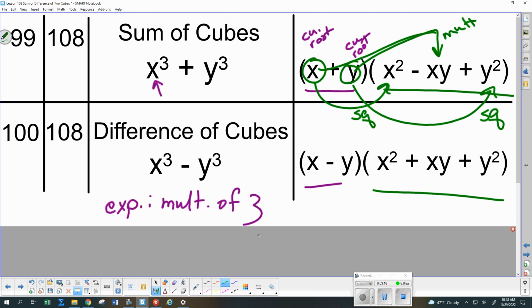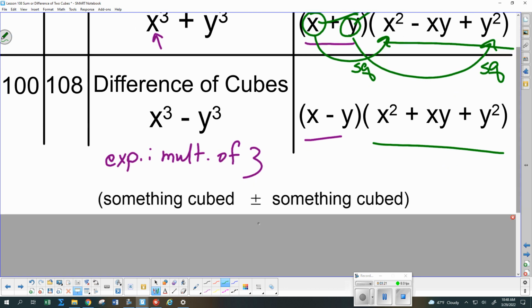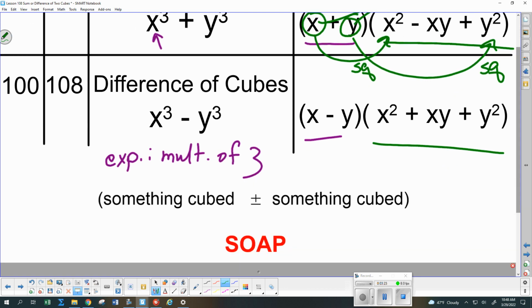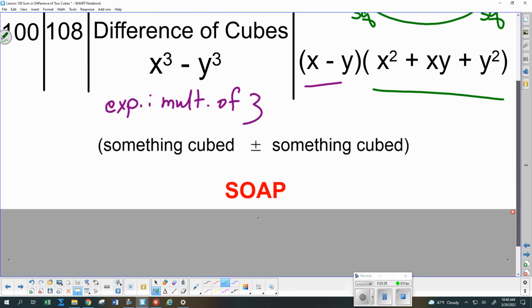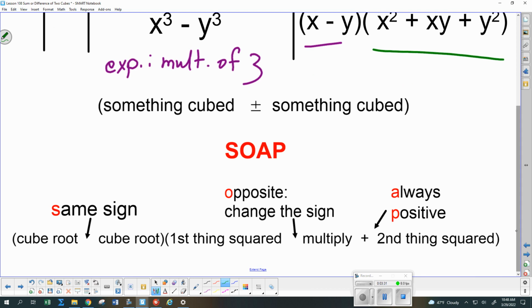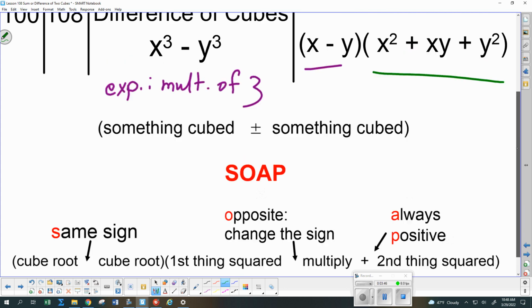And then we have a little saying to help us keep all the plus and minus signs straight. The little saying is SOAP, and that's only about the plus and minus signs. What that says is in these formulas, your first plus or minus sign is the same as in the original problem, and your next plus or minus sign is the opposite of that, and your last plus or minus sign is always positive, the A and the P of SOAP.